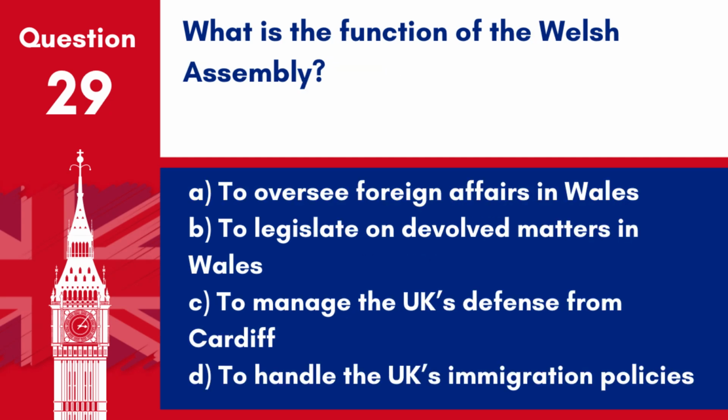Question 29. What is the function of the Welsh Assembly? A. To oversee foreign affairs in Wales. B. To legislate on devolved matters in Wales. C. To manage the UK's defence from Cardiff. D. To handle the UK's immigration policies.